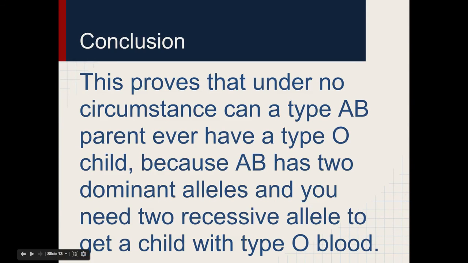This proves that under no circumstances can any parent who has type AB ever produce a child with type O, because AB are two dominant alleles, so no matter what, the child would have either IA or IB. To be an O, both parents must be heterozygous or have type A or type B.